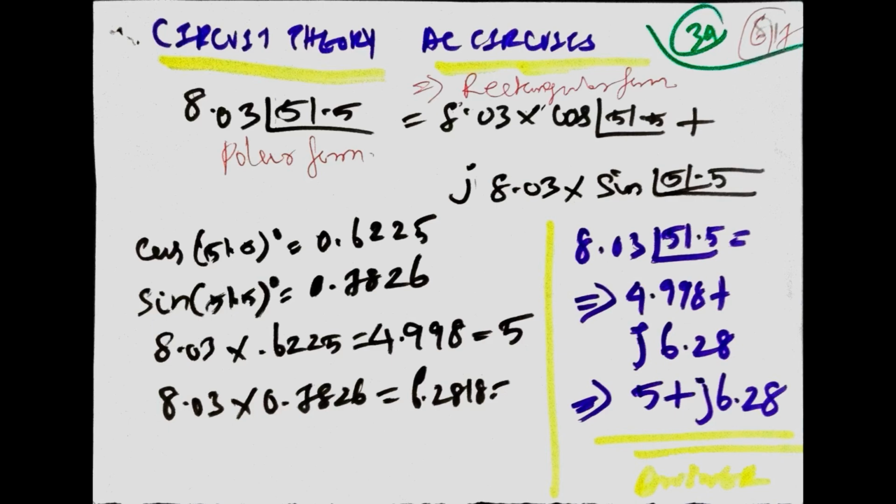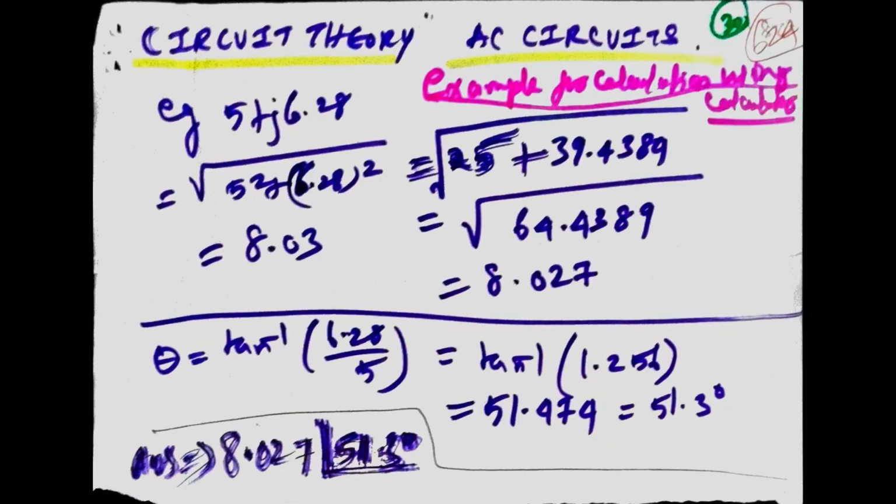That is formally used for impedance calculations. Again, I explain 5 plus j 6.28. That is the square root of 5 squared plus 6.28 squared, I obtain 8.03. Theta is tan inverse of B divided by A, 6.28 divided by 5. We obtain 51.5 angle. That is 8.03 angle of 51.5, that is polar format.